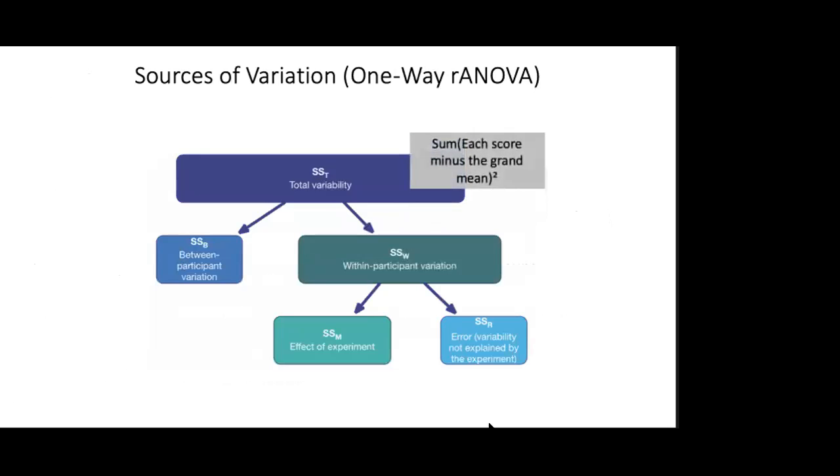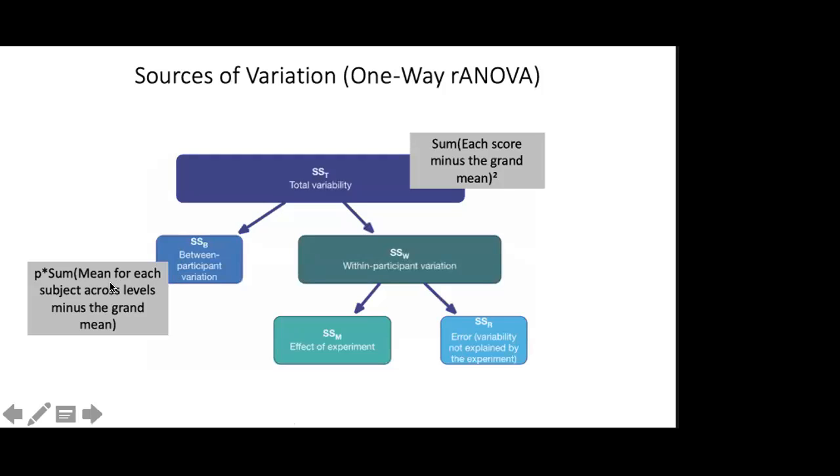All right, so again, this is how we calculate our sum of squares in the one-way repeated measures ANOVA. The total sum of squares is calculated the same way as we had calculated it before. The between participant variation is just the mean of each subject, the mean across all levels, minus the grand mean, right? And then we multiply that by P, the number of levels.